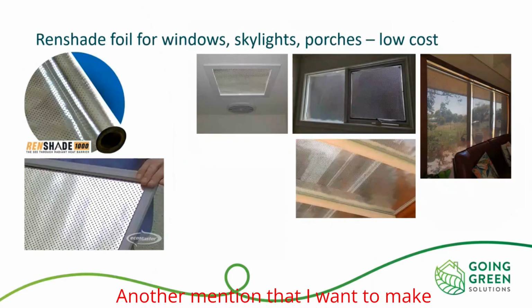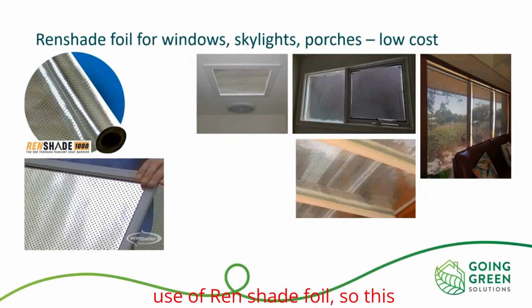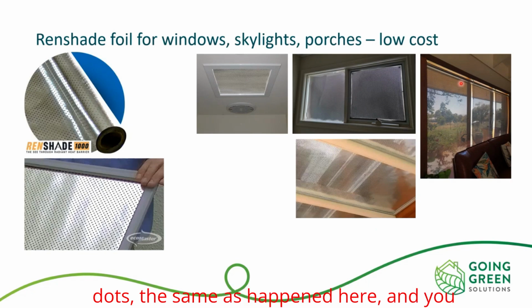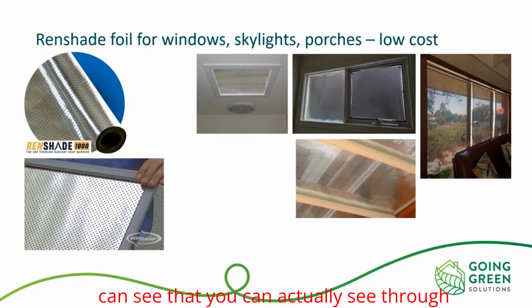Another mention that I want to make is of Renshade foil. So this is a kind of perforated foil that you can use in summer to reflect heat away from a window. Here's a few examples. This one is of a standard window where they've just cut it to size and stuck it on the window using Velcro dots. The same has happened here, and you can see that you can actually see through it a little bit.